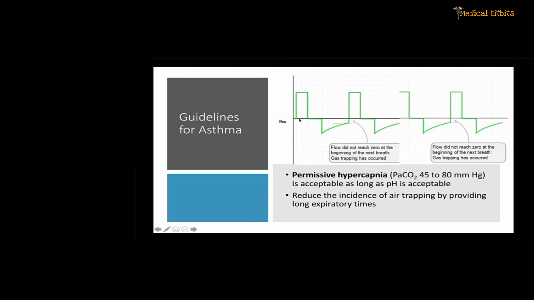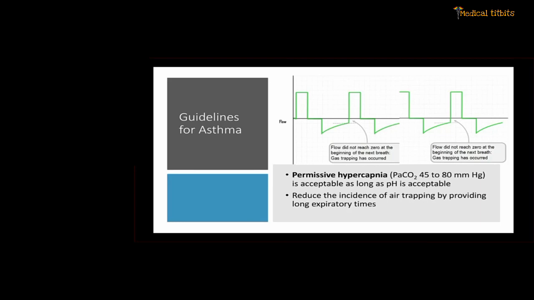Here you can see this is the flow diagram. This is the exhalation phase. The exhalation is not coming back to the baseline, so that means there is air trapping happening. What is air trapping? That is inadequate exhalation. That will cause some air to be retained from the previous breath when the next breath comes.